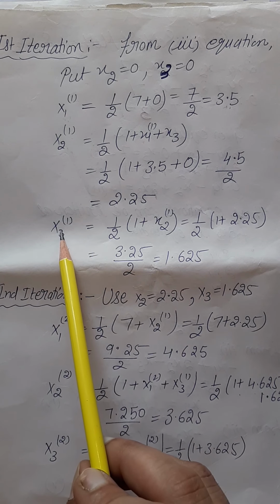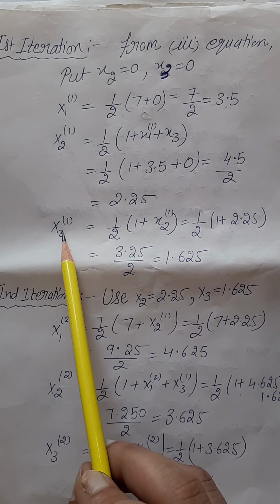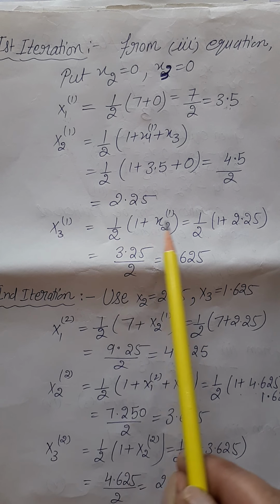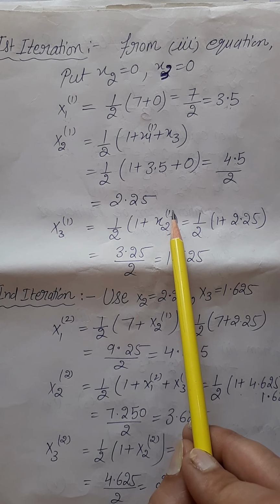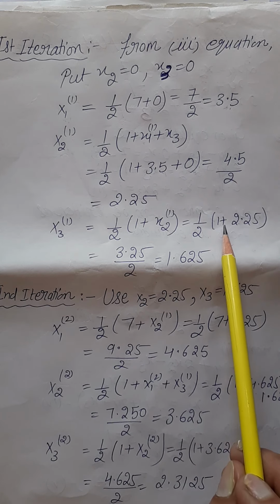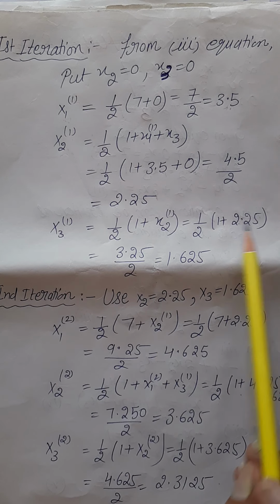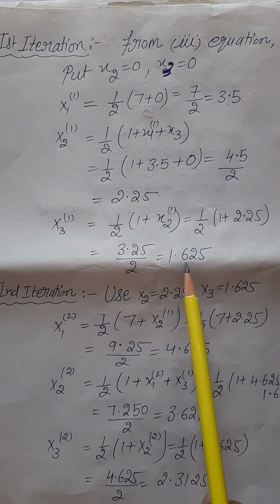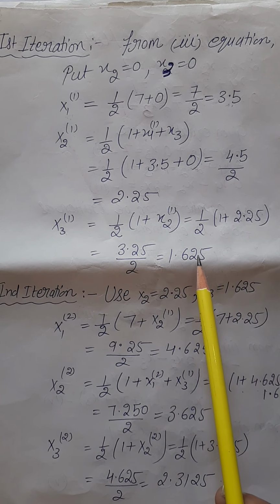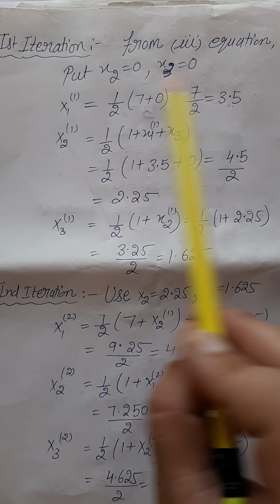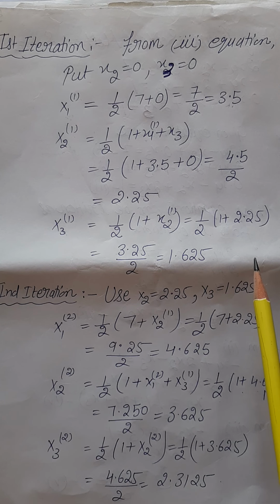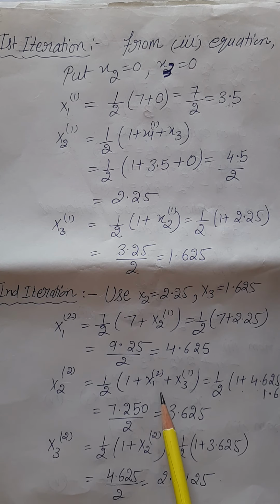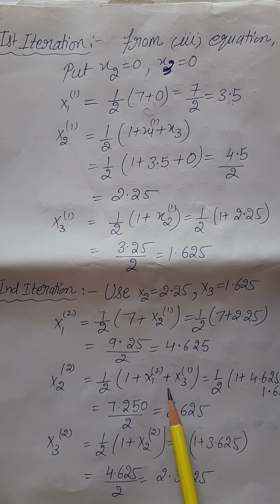In the same way, in x3, we put the value of x2 to the power 1. 1 plus 2.25, we get 3.25 upon 2, which is equal to 1.625. So in this way, we complete our first iteration process. Now we move on to our second iteration.